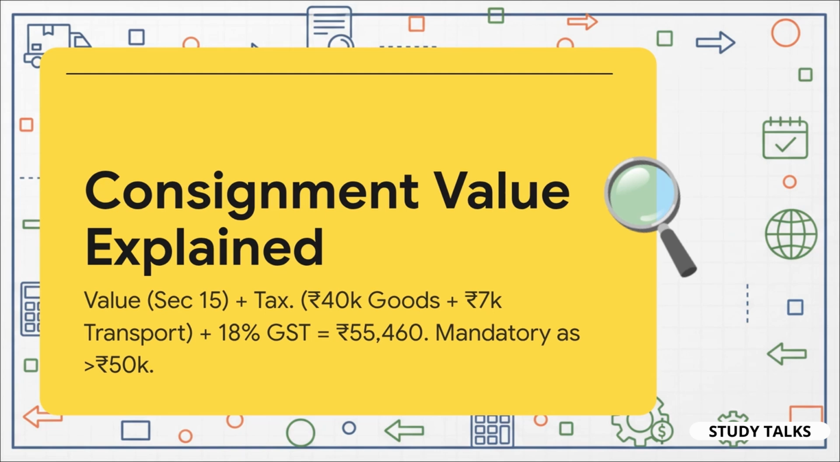This is the trap. The 50,000 rupee limit isn't just for the value of the goods, it's for the consignment value. And the law defines that as the value determined under Section 15 plus the GST that's charged. In our problem, the supplier was responsible for the transport, so that 7,000 rupee freight cost gets included in the value. That brings our taxable value to 47,000 rupees. Now add 18% GST to that, which is 8,460 rupees. And there you have it, a total consignment value of 55,460 rupees. Since that is more than 50,000 rupees, an e-way bill is absolutely mandatory. And that right there is why the student in our first slide failed the question.